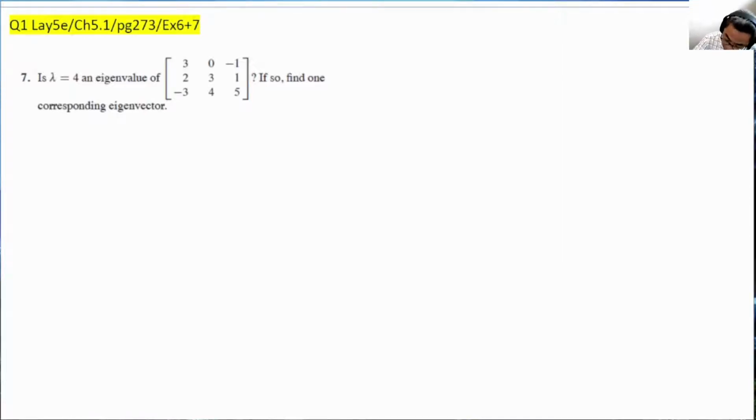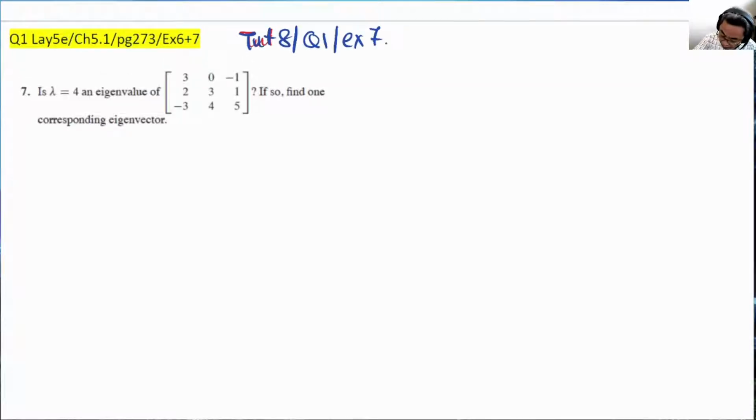This is tutorial 8, question 1, exercise 7. In this question, we are given a 3 by 3 matrix A, and we are given lambda equals 4, an eigenvalue of this matrix, and we're asked to find the corresponding eigenvector. So this is how we can proceed.